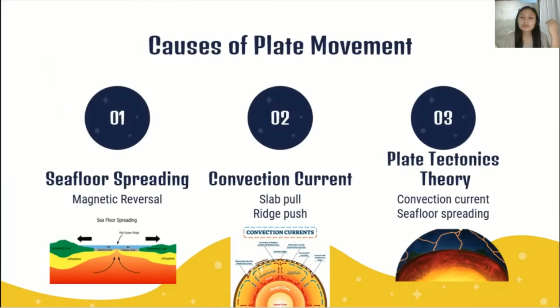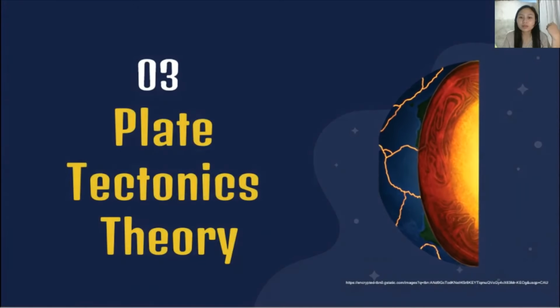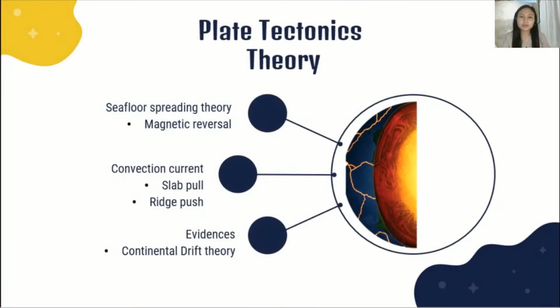Now we are done with convection current, so we will be discussing plate tectonics theory. So the plate tectonics theory is a bigger picture about the Earth's crust, which states that the Earth's crust is divided into rigid segments called plates, and those plates are moving. So tectonics, it is the movement of the plates. Okay, kaya siya tinawag na plate tectonics theory. And we have the supporting concepts in seafloor spreading theory and convection current, also the continental drift theory as evidences.